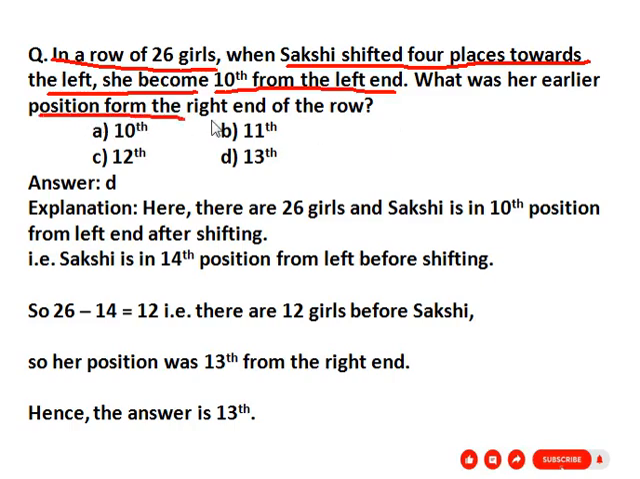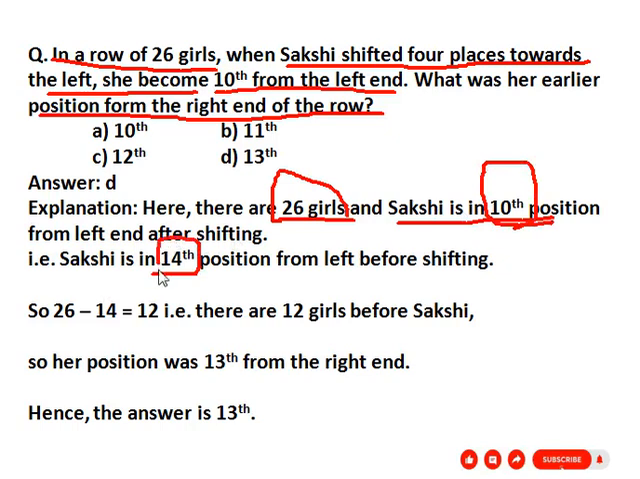So see here in the explanation, there are 26 girls. Sakshi is in 10th position. Total girls 26 and Sakshi is in 10th position. So that is Sakshi is 14th position from the left before shifting. Before shifting Sakshi is in 14th position.